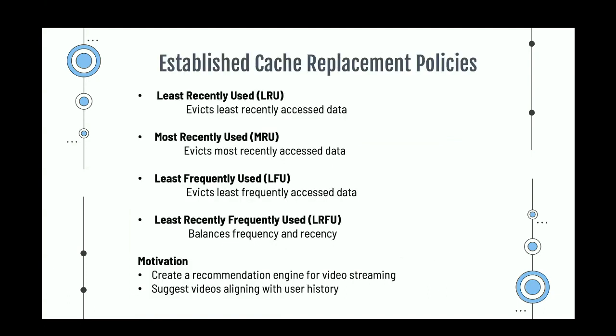And here are some established cache replacement policies, and they are LRU, MRU, LFU, and LRFU. The least recently used caching policy: for example, we have a cache memory as we talked before, and when the cache memory is full, when it is time for the eviction, this policy evicts the cache object which has been in the cache for the longest period of time.